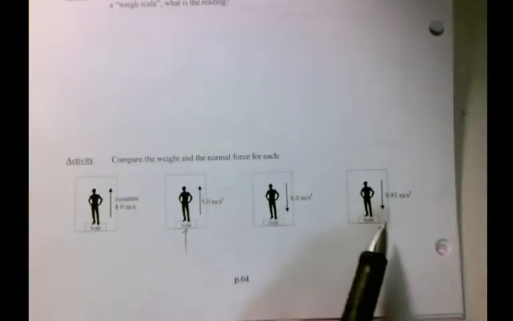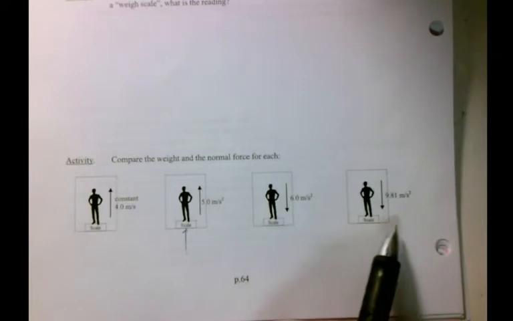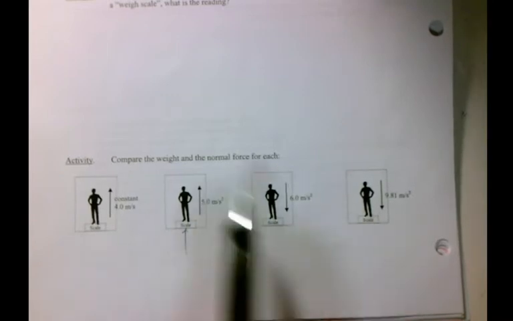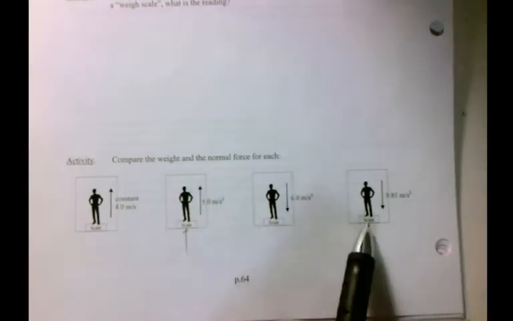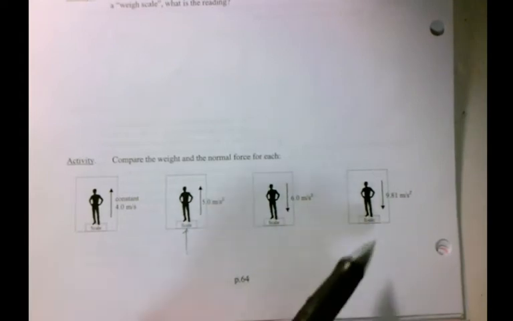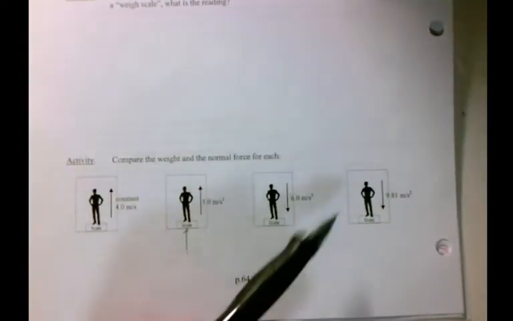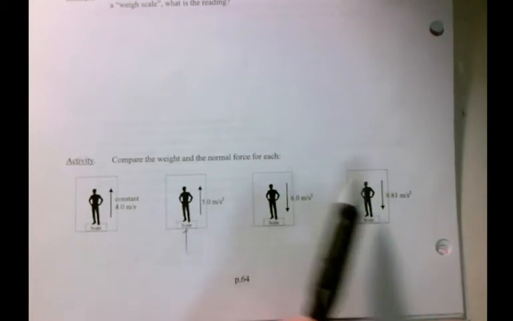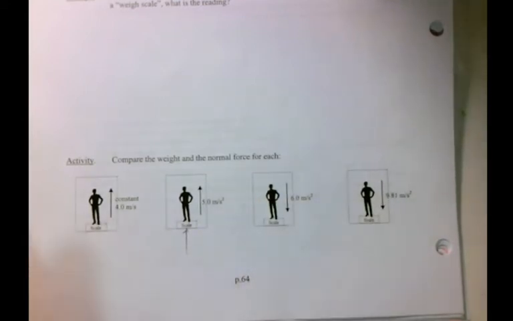And in this fourth example, or part of this activity, we're traveling down at the same acceleration due to gravity. So we're in free fall. We have zero apparent weight, no normal force, because gravity is trying to accelerate us down at the same speed that the elevator is moving. So we would be in free fall in this case.